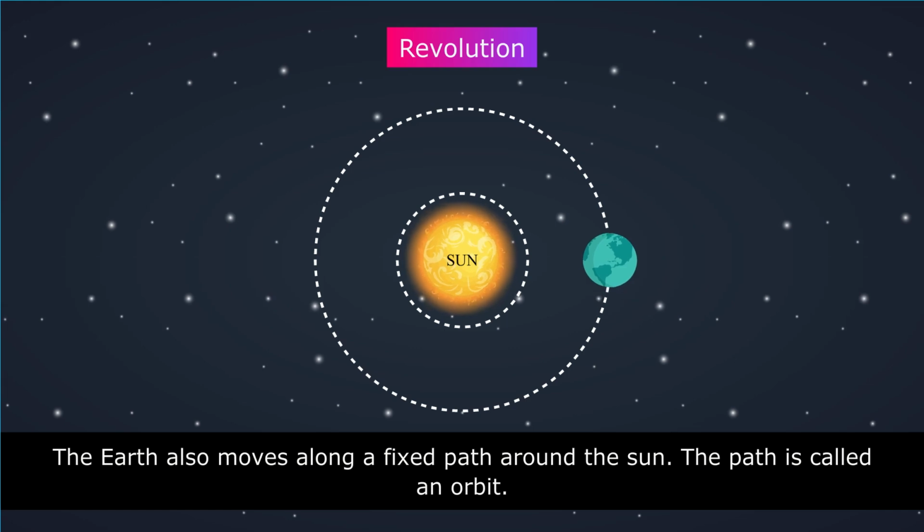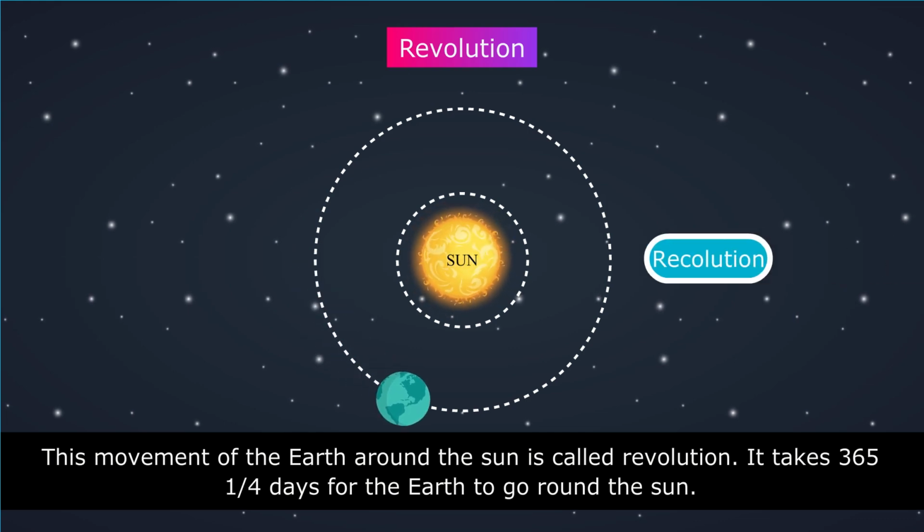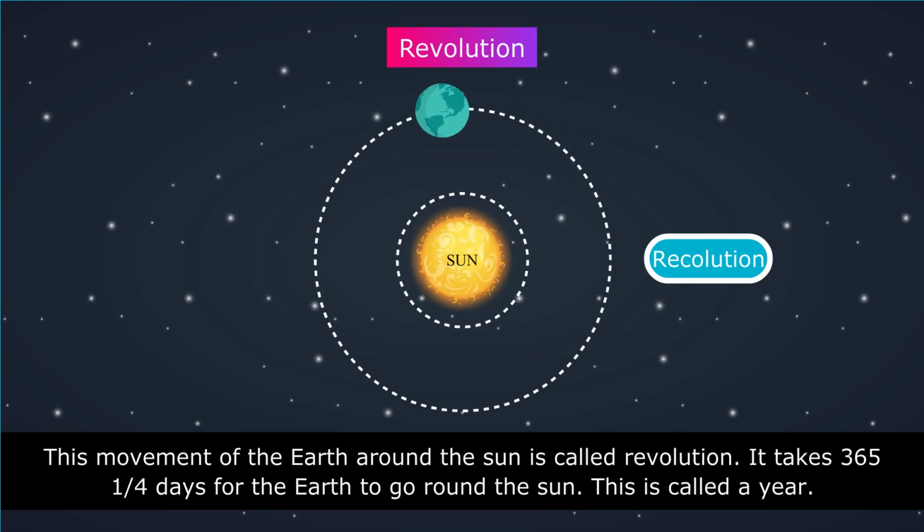Revolution. The Earth also moves along a fixed path around the sun. The path is called an orbit. This movement of the Earth around the sun is called revolution. It takes 365¼ days for the Earth to go round the sun. This is called a year.